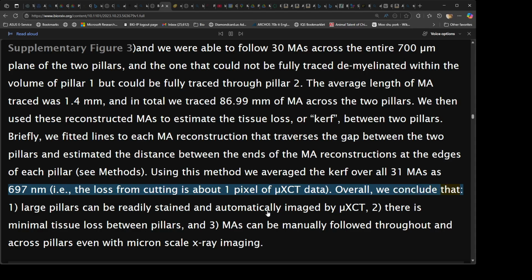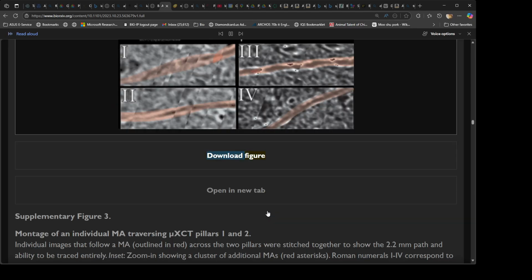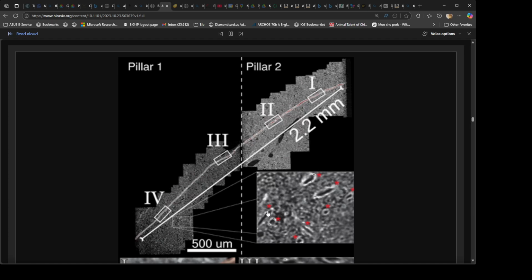Overall, we conclude that 1. Large pillars can be readily stained and automatically imaged by XCT. 2. There is minimal tissue loss between pillars. And 3. MAs can be manually followed throughout and across pillars, even with micron-scale X-ray imaging.